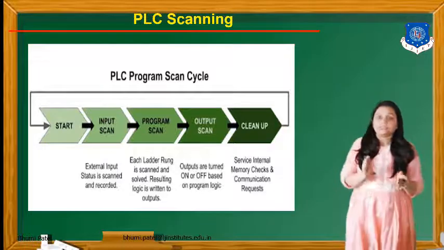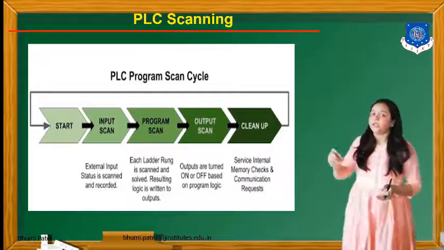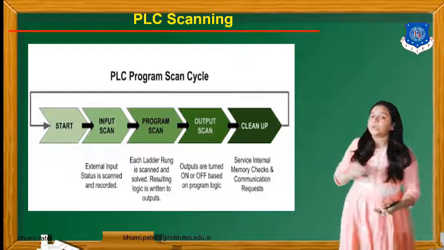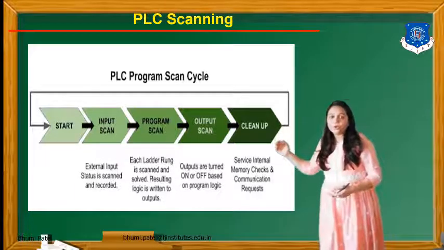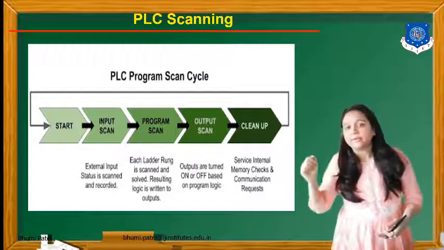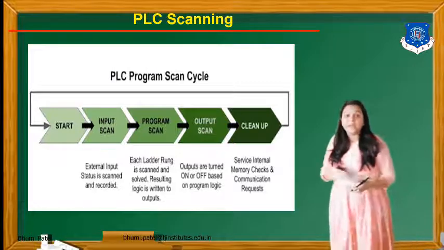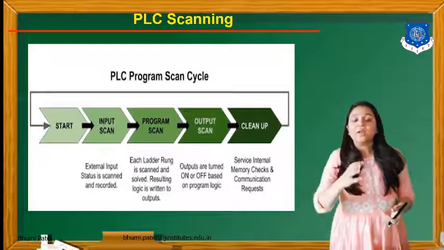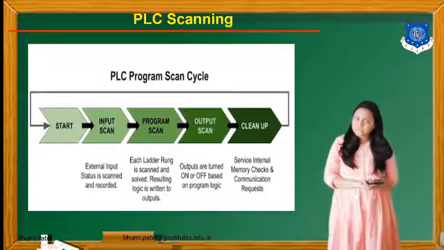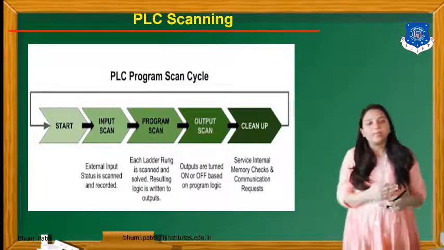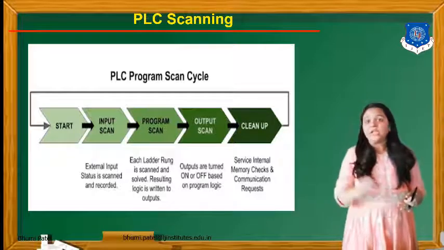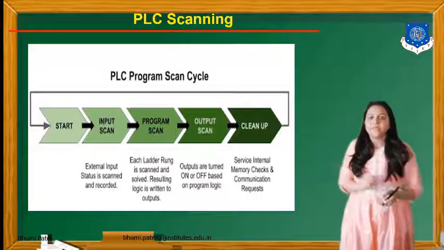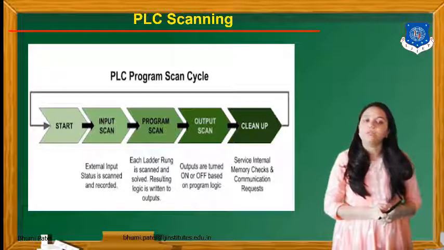Now the next one is the important diagram, the PLC program scan cycle. Generally the scan cycle includes three parts: input scan, program scan, and output scan. Before the input scan, they connect the start or input module, and after the output scan, they connect the cleanup. Now, what is the input scan? The external input status is scanned and recorded. Whatever input is applied to the system will be scanned and recorded. In the program scan, each ladder rung is scanned and solved. Then the resulting logic is returned to the output.